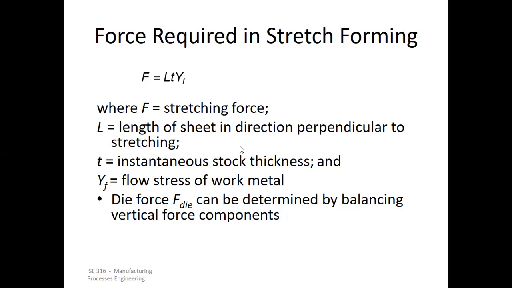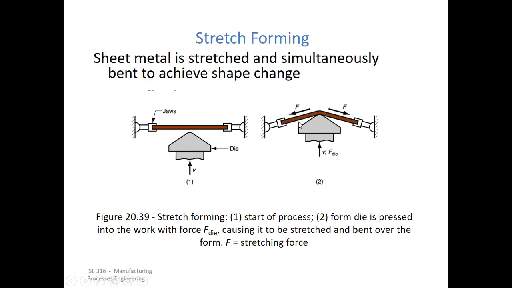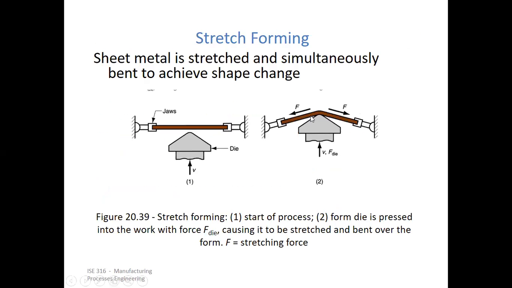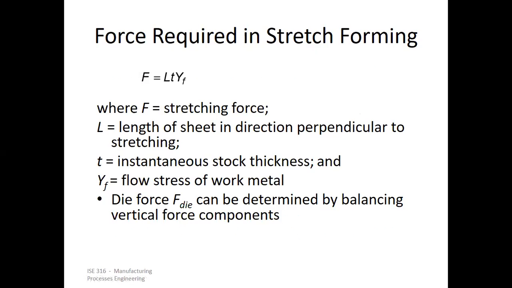So, perpendicular to stretching, if it is being stretched like this, L is the length of the sheet in the direction perpendicular to stretching, right? And T is the instantaneous stock thickness. Basically, the thickness would be reducing as it is formed. So what is the instantaneous thickness? At any instant while it is forming, the thickness is called the instantaneous stock thickness, right?